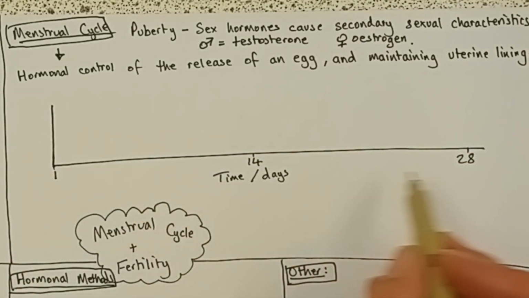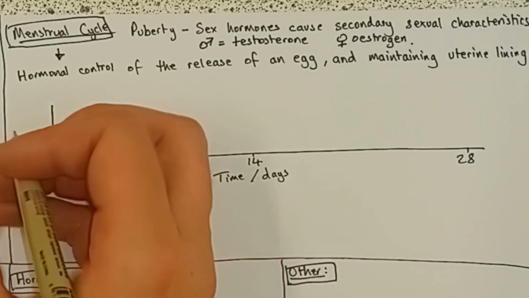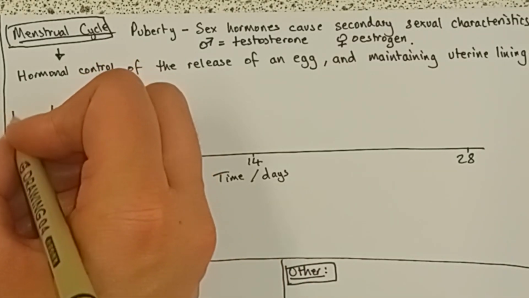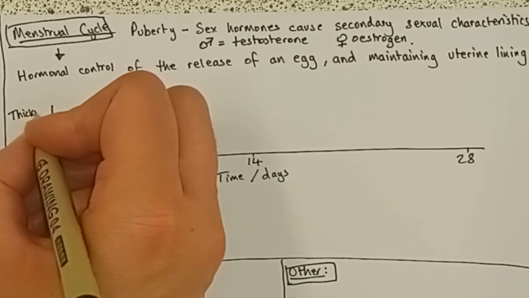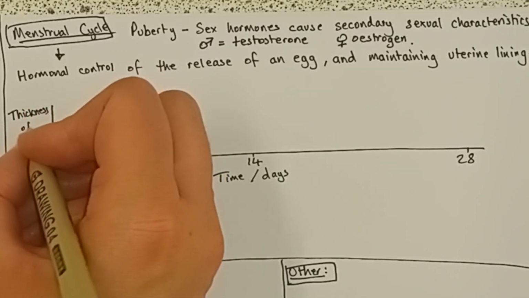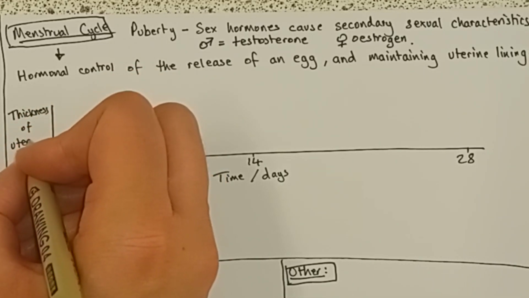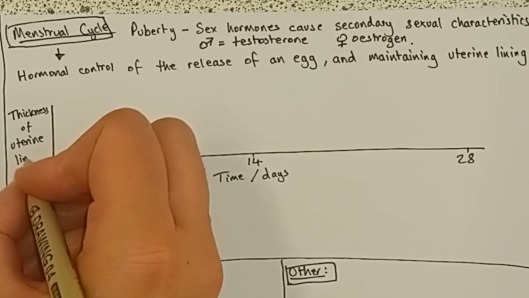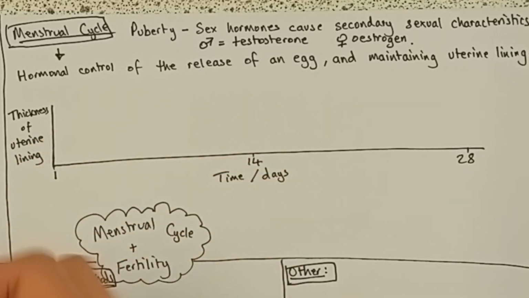So 4 weeks long. Up the side then on this graph, we're going to represent the thickness of the uterine lining. By uterine lining, I mean this thick muscular wall gets an extra layer of blood and tissue on it to help feed the baby in case it's going to develop.